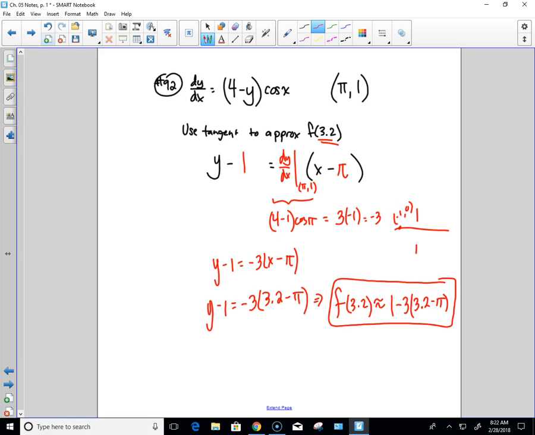Could you plug it into your calculator? Yeah, sure. Why not? Do you need to? No. All right, cool, kids.